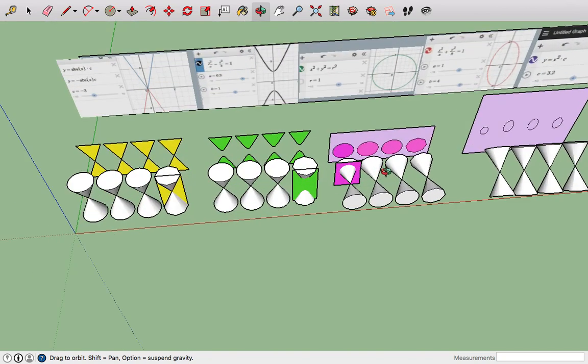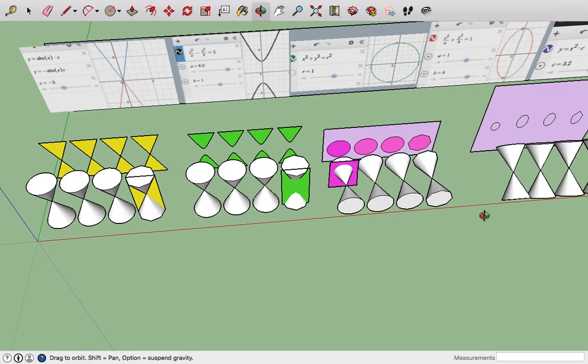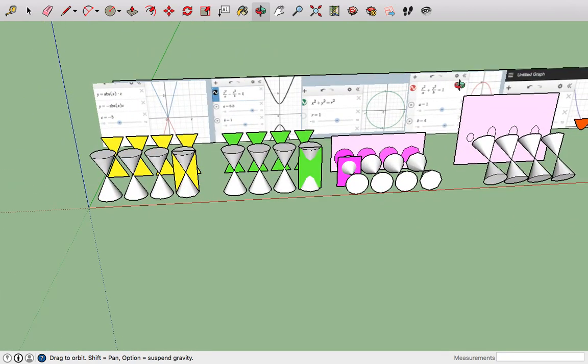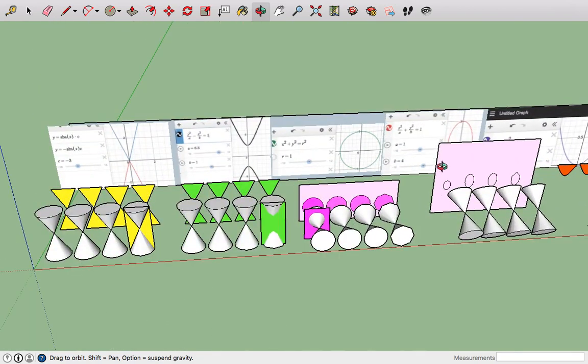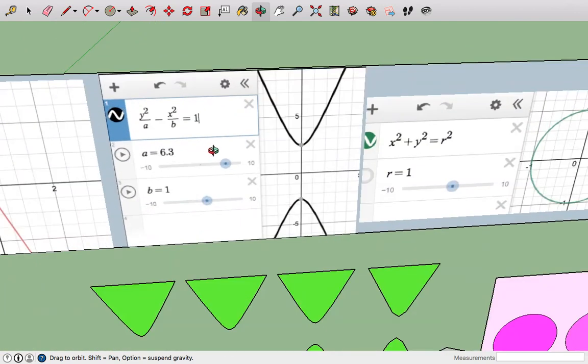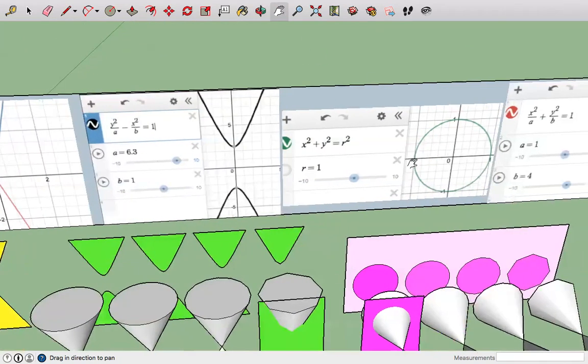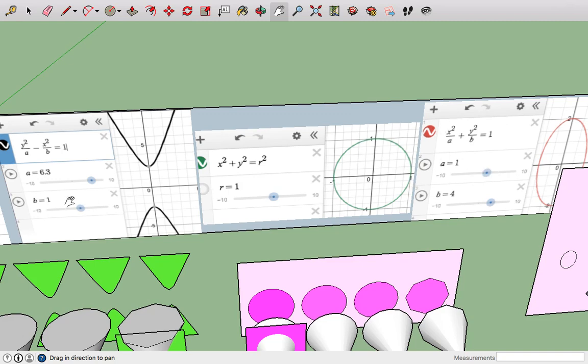So let's take a look at the two-dimensional profile of a cone that has actually been graphed and see if we can learn anything about it. I'll just draw your attention briefly to the fact that the hyperbola and the ellipse here have the same equation, y squared over a minus x squared over b equals 1, except there's a minus sign here and a plus sign here.